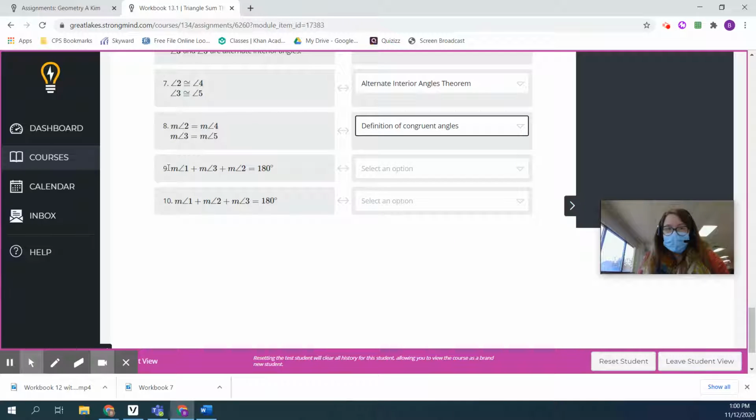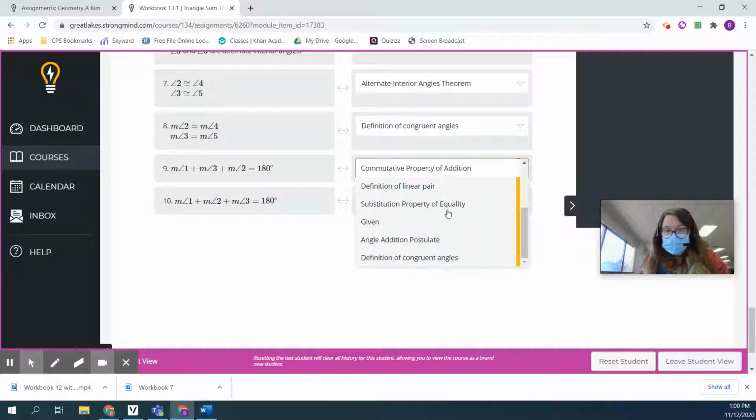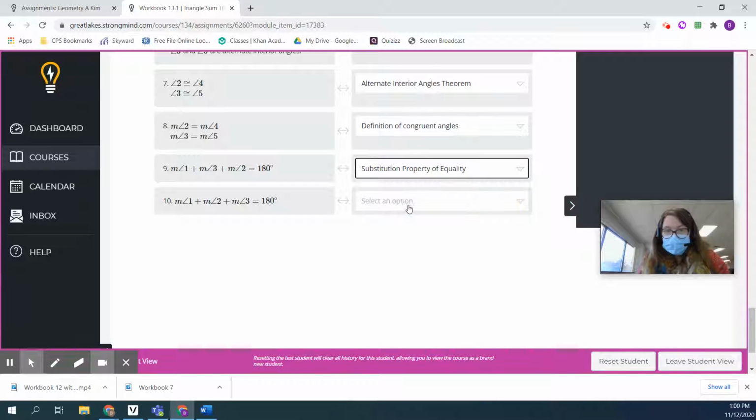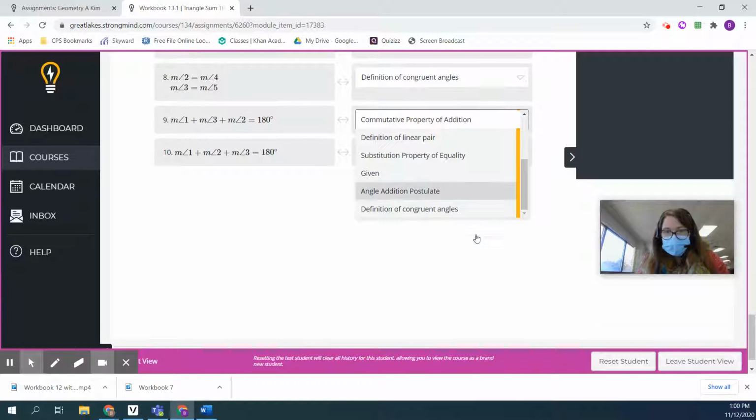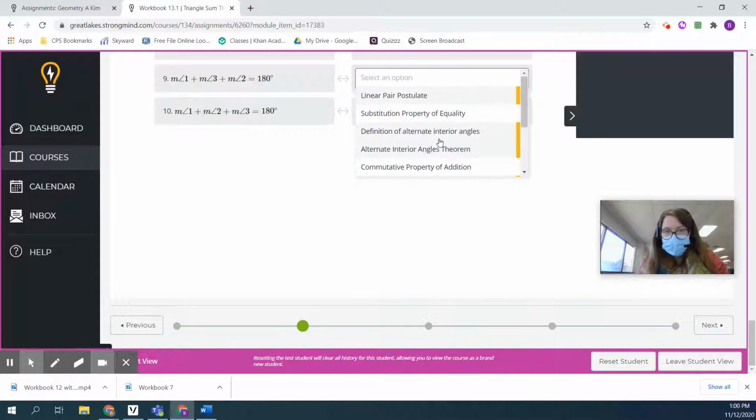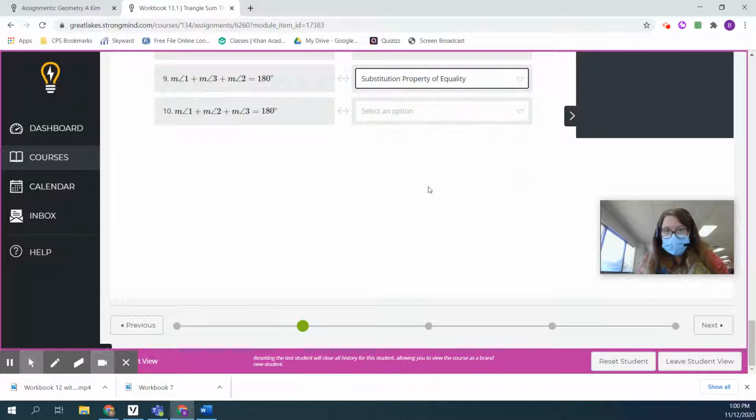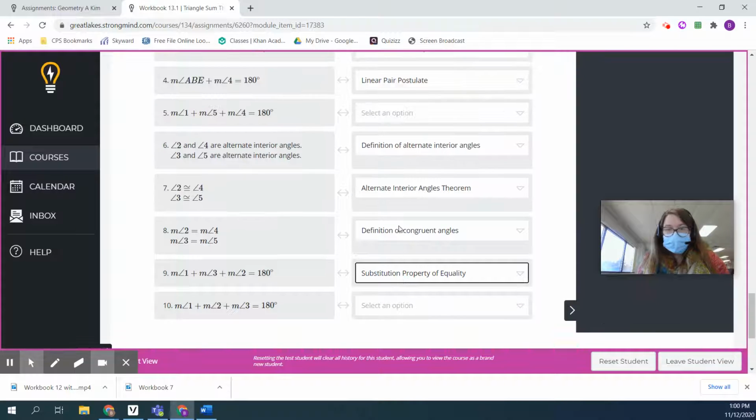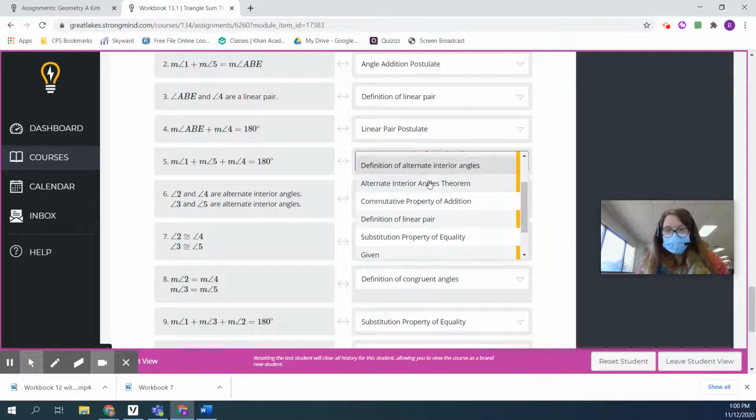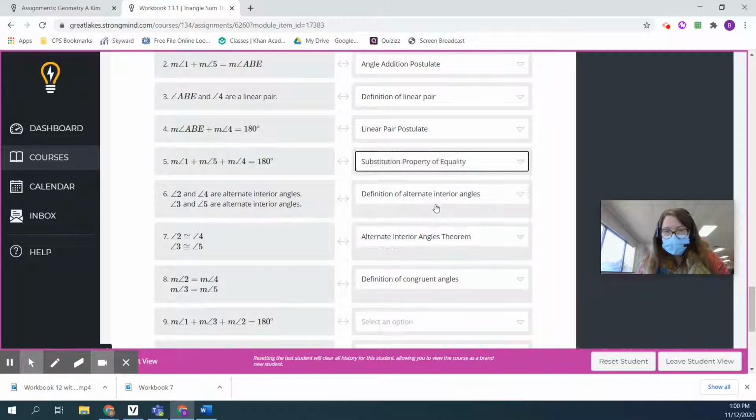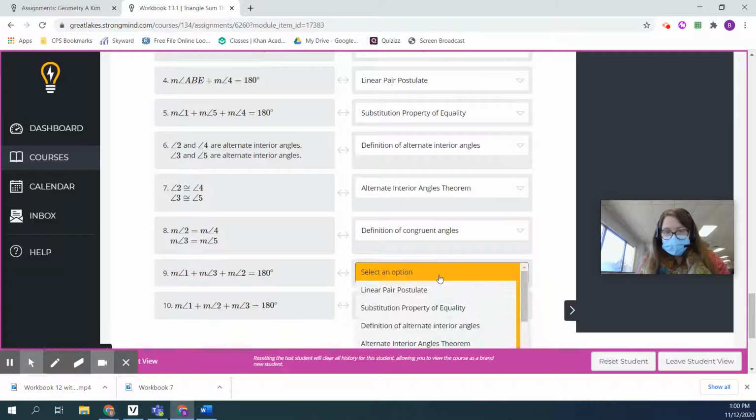Then we have 1 plus 3 plus 2 is 180, and that is because of the substitution property. So there were two; this is the second substitution one. Is there another one? Because we had two of them. They're the exact same thing. Okay, we're going to use the first substitution one on this one and the second substitution one on this one.